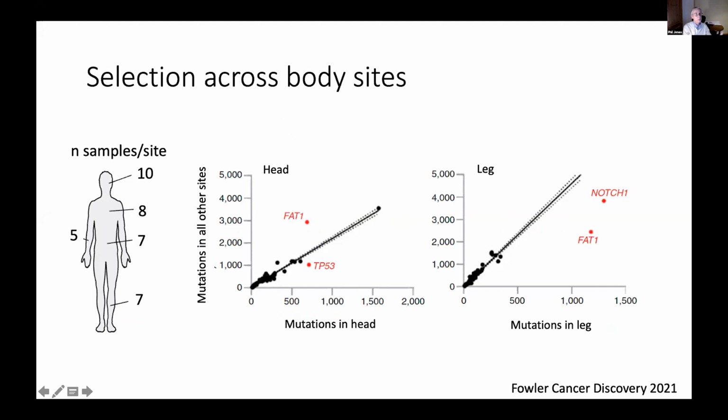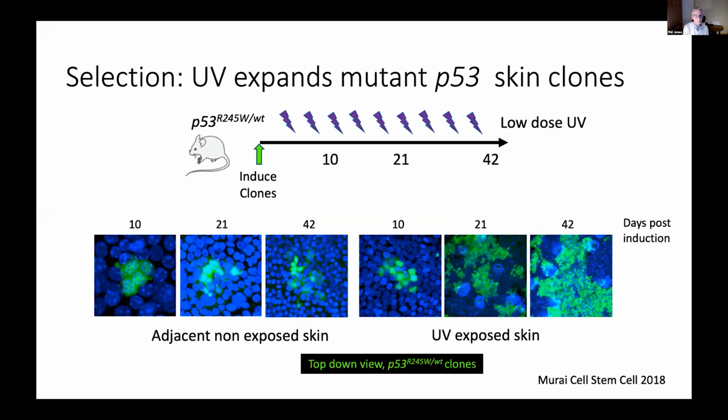So where you are in the body determines which genes are being selected. And that's probably a function of exposure, frequency of exposure to UV lights, we think. And to prove the point, really, we've done a mouse model. And here, these green blobs are transgenically induced P53 mutant clones. And you're looking top down on sheets of skin.